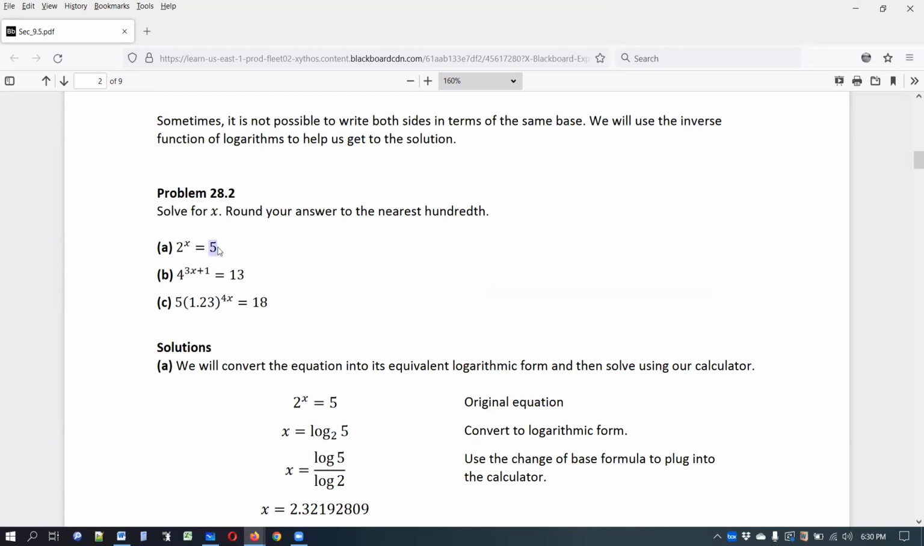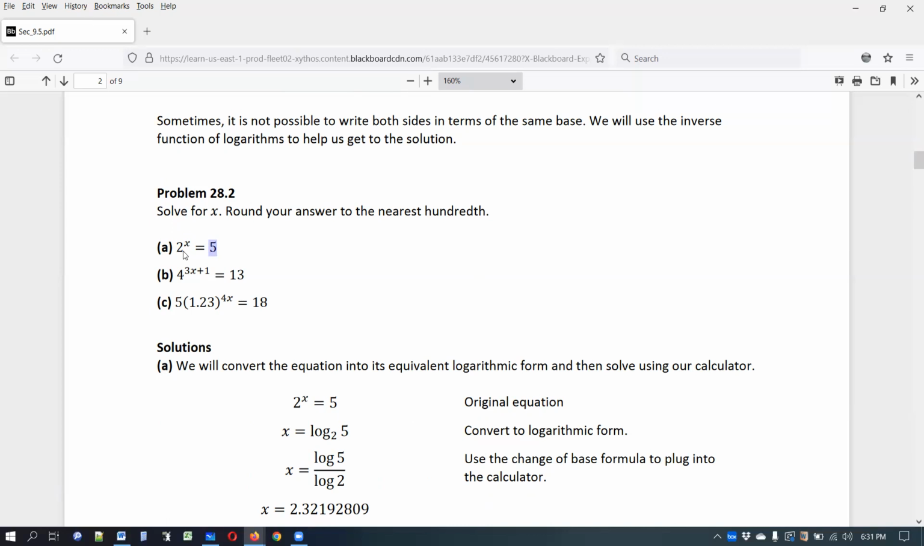There's no way that I can turn a 5 into something that has a base of 2. So when that happens, the technique is to take the log of both sides, and the log will have a base of the number where the variable is in the exponent. In this case, the 5 and 2 are different bases. The 5 cannot be made into a 2. So I need to take the log of both sides.